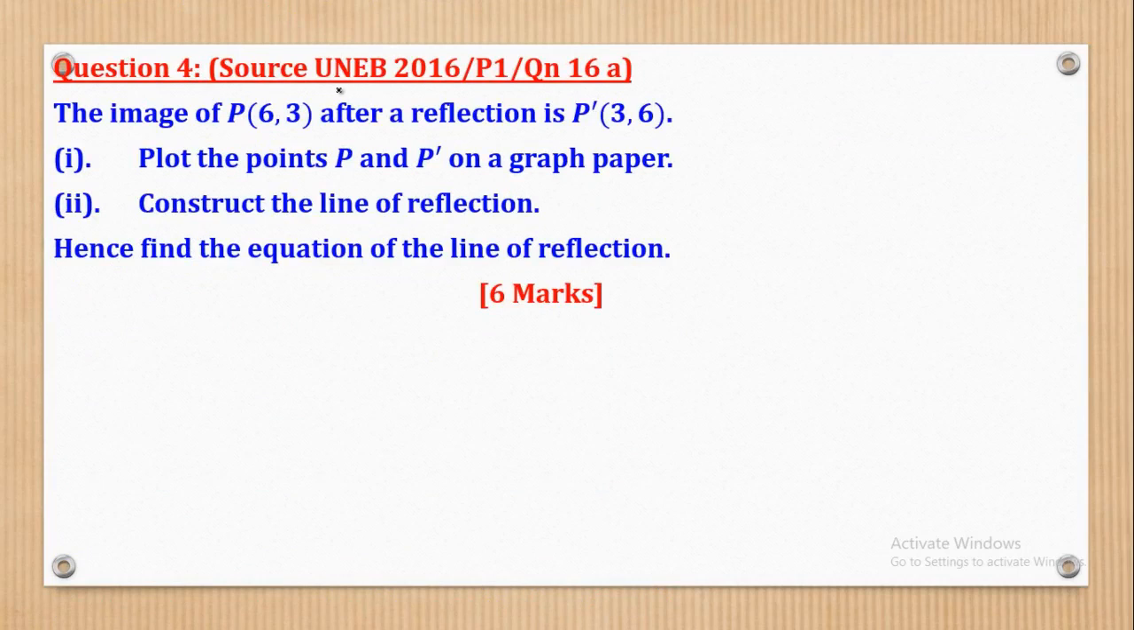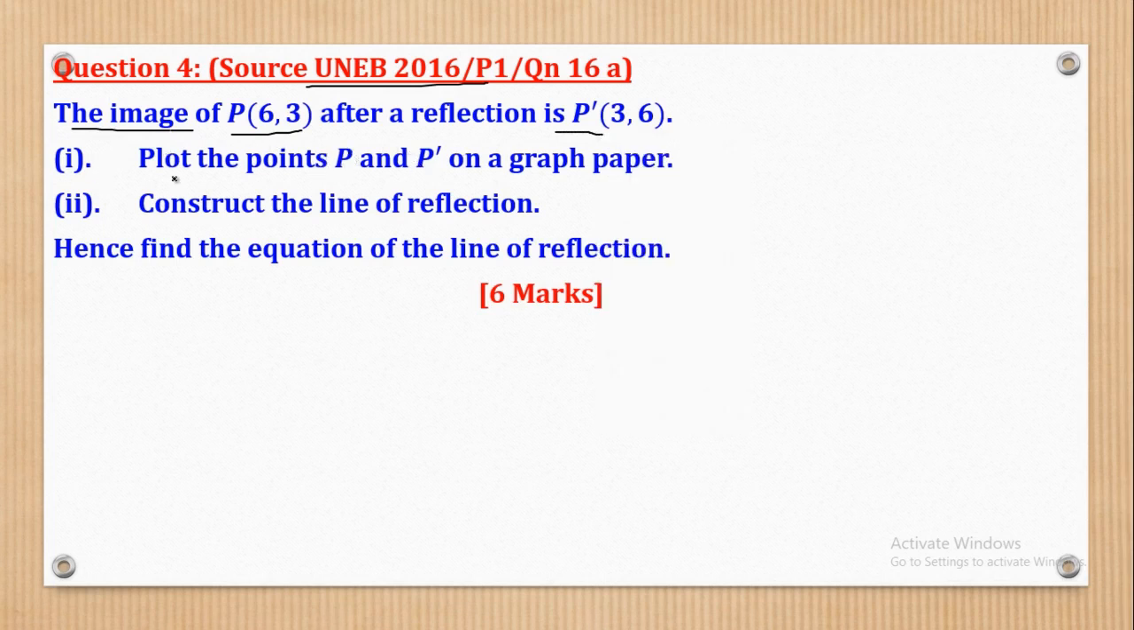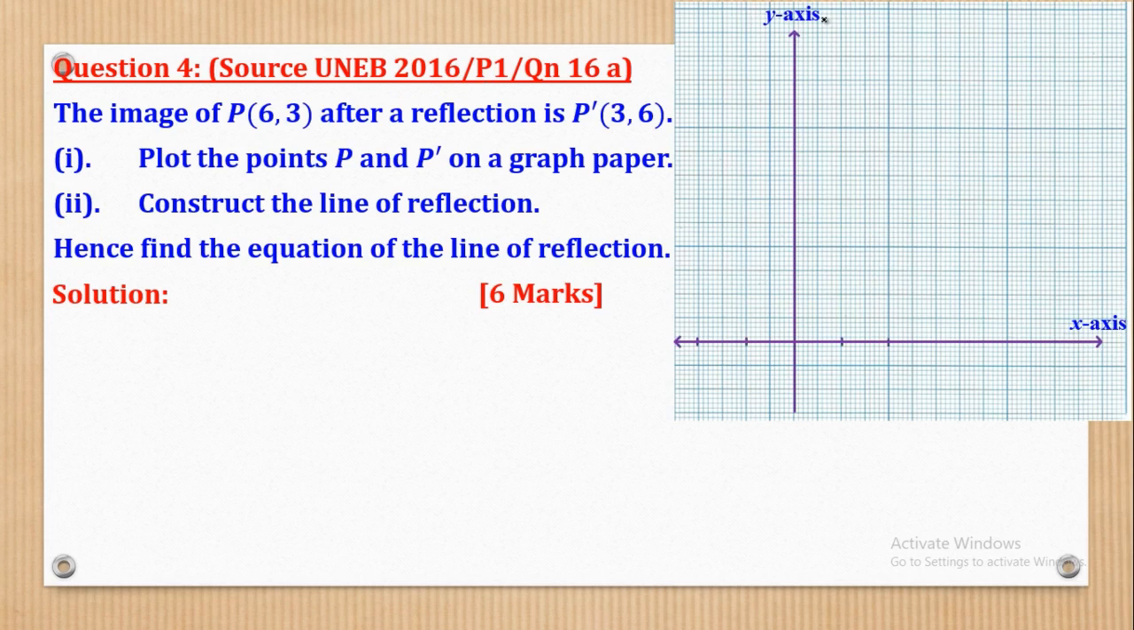Then now we shall go to question 4, which came from UNEB 2016, paper 1, question 16a, and says the image of P, which is (6, 3), after a reflection is P prime, which is (3, 6). Roman 1, plot the points P and P prime on the graph paper. So we shall need our graph paper. Then we draw the axes and label them. Always remember to label the x-axis and also the y-axis. Then from there we shall get a scale for the x-axis and also feed it in. Do the same, get the scale for the y-axis and also feed it in.